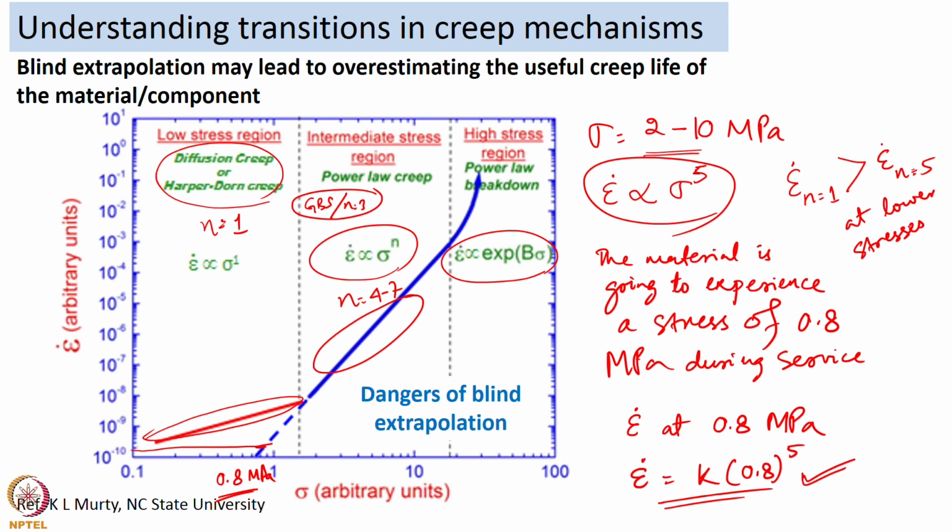But since you decided to design your component based on your extrapolation, you are basically overestimating the useful creep life of the material. So, at 10 to the power minus 10 strain rates, to achieve a strain of some value epsilon, let us say the strain value epsilon naught is what you are going to allow your material to experience before you remove it from the turbine engine, then the time of service of this material is going to be epsilon naught divided by 10 to the power minus 10.